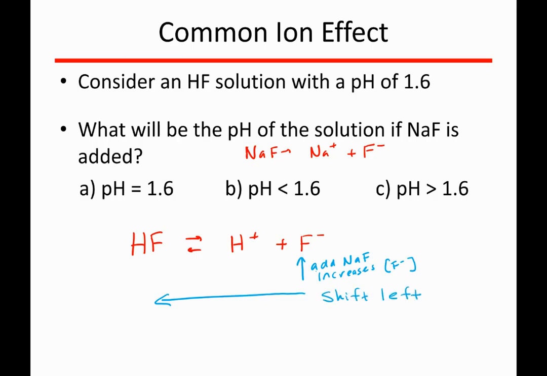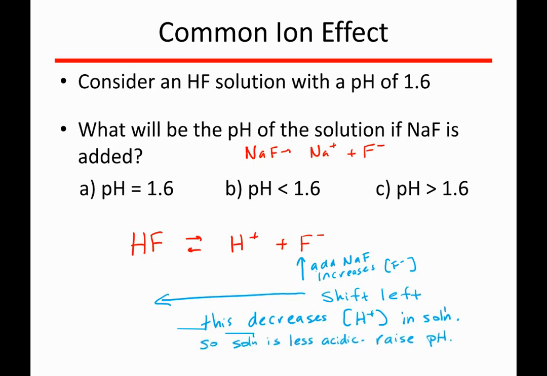Now, as the reaction shifts to the left, you're shifting away from H plus. So you're going to be decreasing the concentration of H plus ion in your solution. As a result, the solution will be less acidic. Because the solution is less acidic, you will see a rise in the pH. pH rises, and so we're going to say that the pH of this buffered solution is going to be higher than 1.6. Another way to think about it is when you added NaF to the solution, you added effectively a weak base. So if you added a weak base, you've made the solution a little bit more basic, you've raised the pH. It's just another way to think about it that doesn't involve Le Chatelier's principle.